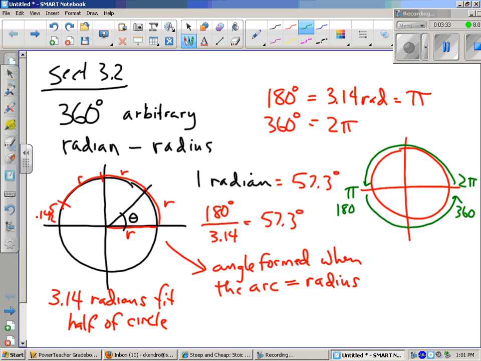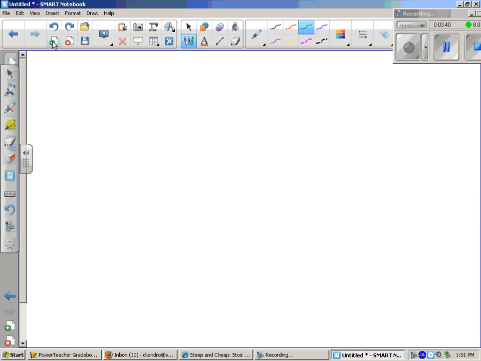Now we're going to be able to convert back and forth. We're going to start out with degrees and we're going to convert to radians. So to convert from degrees to radians, all you have to do is multiply by pi over 180. Pi and 180 are the same thing. It's like our conversion method. Maybe you've done train tracks in chemistry, so it's the conversion factor.